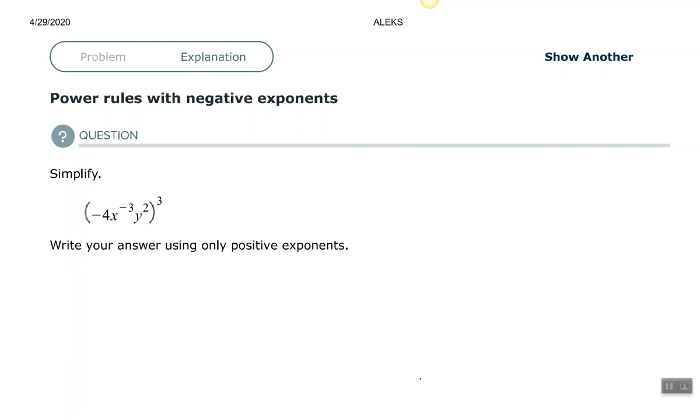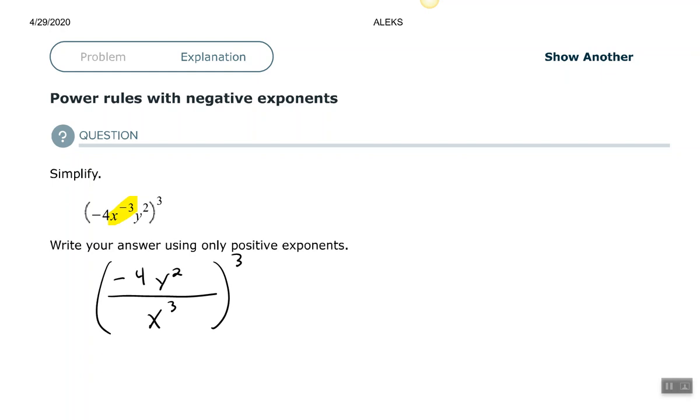Okay, so again, any base inside the parentheses that has a negative exponent, I want to move it to the opposite place to make it have a positive exponent. So the x to the negative third would move to my denominator. Everything else will stay in the numerator. Negative 4, now that's an integer. It does not have a negative exponent. Y squared in the numerator, the x moves down to my denominator to make that exponent positive.